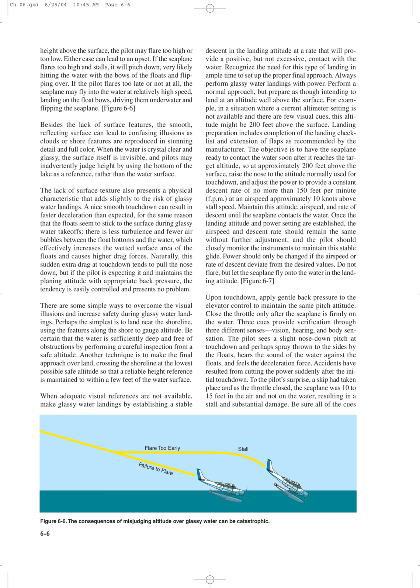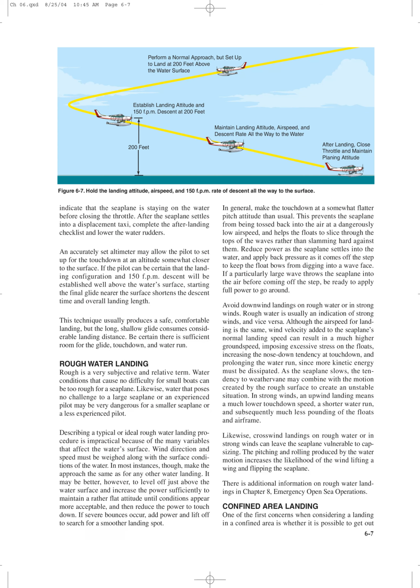Accidents have resulted from cutting the power suddenly after the initial touchdown. To the pilot's surprise, a skip had taken place, and as the throttle closed, the seaplane was 10 to 15 feet in the air and not on the water, resulting in a stall and substantial damage. Be sure all of the cues indicate that the seaplane is staying on the water before closing the throttle. After the seaplane settles into a displacement taxi, complete the after-landing checklist and lower the water rudders.